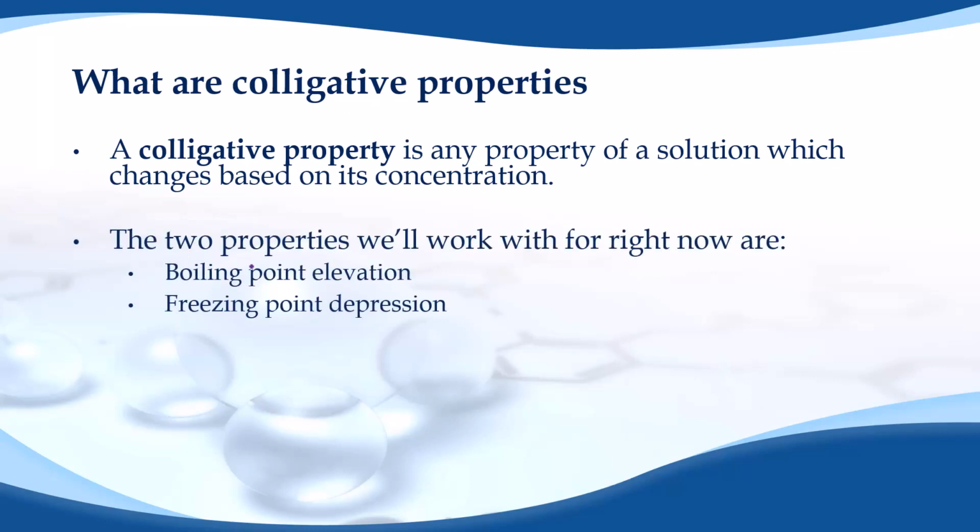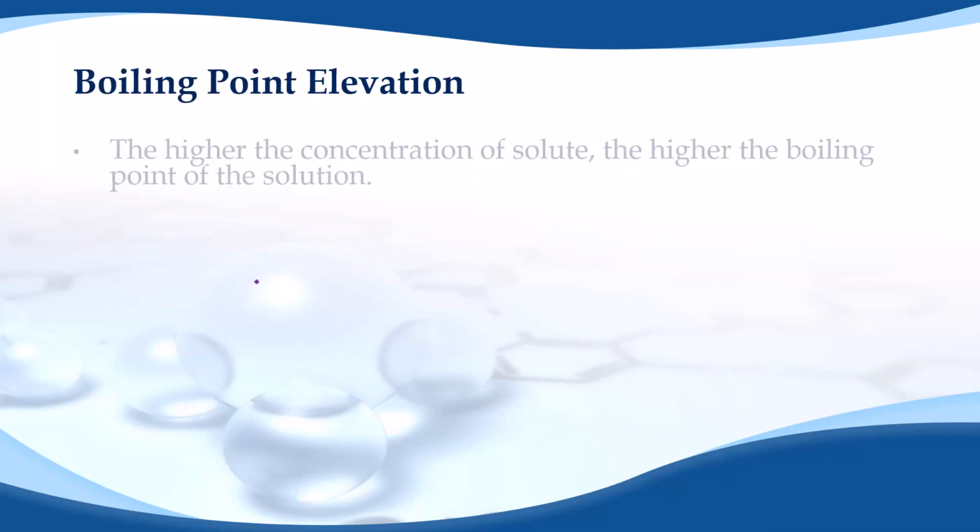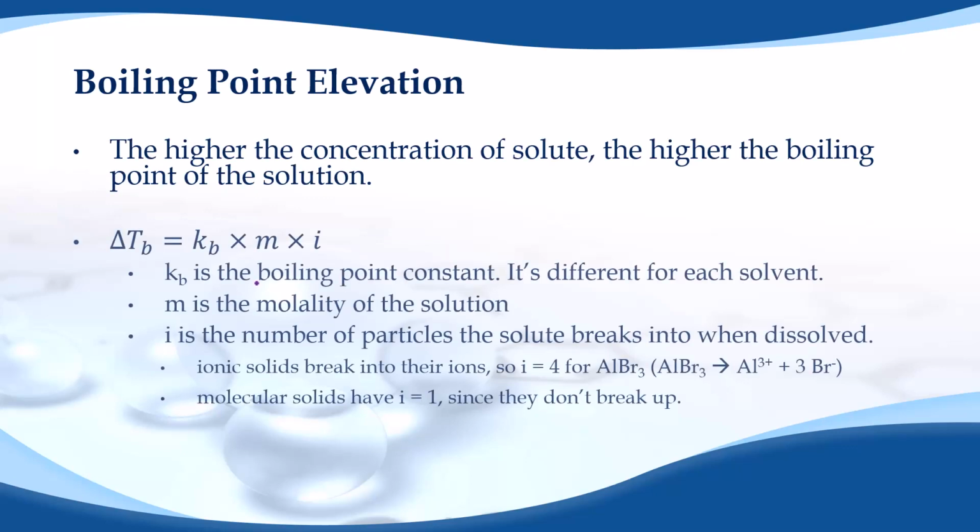Right? So for the equations, boiling point elevation: if you add more solute in, the boiling point goes up. The equation is right here. The change in boiling point is equal to a constant that's based on the solvent times the molality of the solution times the number of pieces the solute will break into. For an ionic substance, this is going to be based on its dissolution equation.